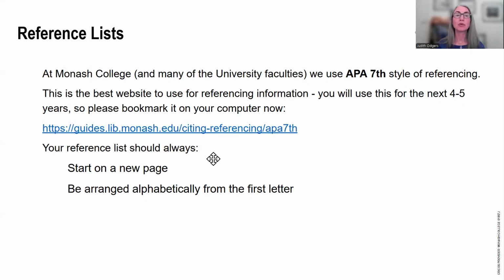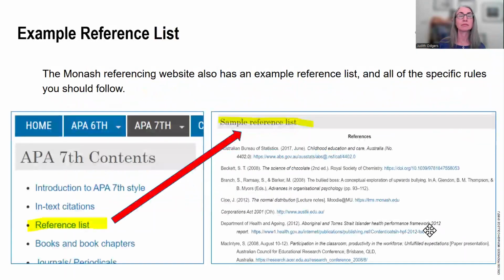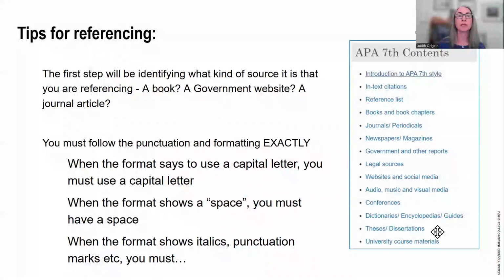Your reference list should always start on a new page and be arranged alphabetically from the first letter. The Monash referencing website also has an example reference list and all of the specific rules that you should follow. The first step when you go to the referencing website will be identifying what kind of source it is that you are referencing. Is it a book, a government website, a journal article? You must follow the punctuation and formatting exactly.